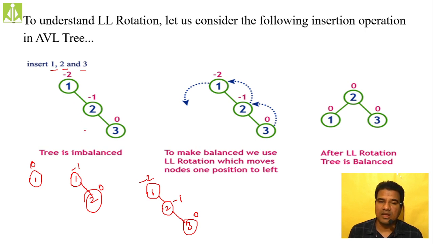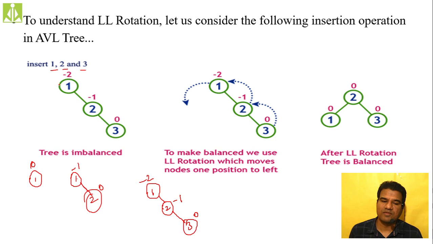And why the tree became imbalanced, because we have inserted a new node into the right subtree as right subtree, isn't it? Right insertion we have done, because of that the tree became imbalanced. So what we have to do, we have to perform left rotation.